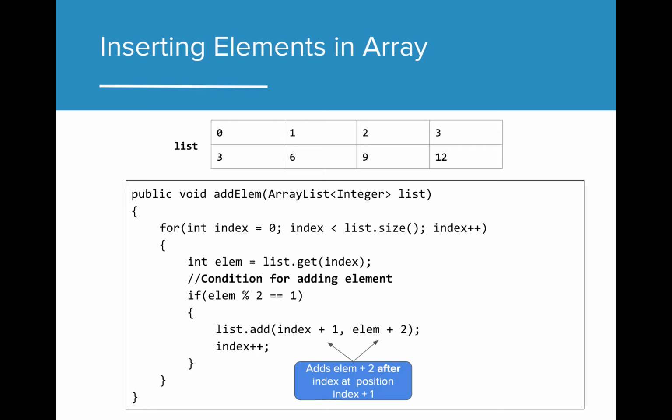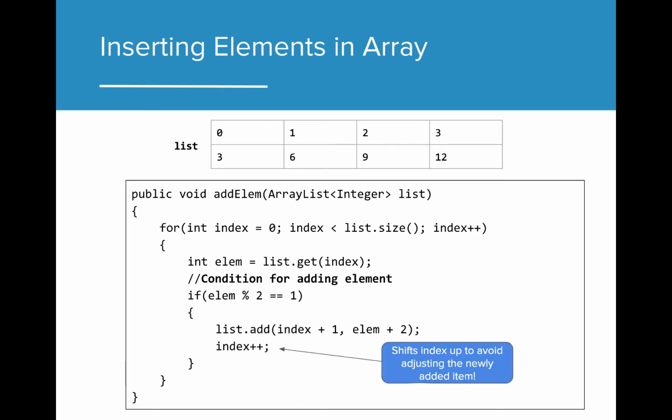If the current index is 0, then we would want to place the new element at the first index. Hence, the list.add command adds the value at index plus 1. Because the new value is being added at index 1, we don't want to include it when we are iterating through the array list. We add index plus plus so that the value that has just been added is skipped. Let's take a look at this in action.